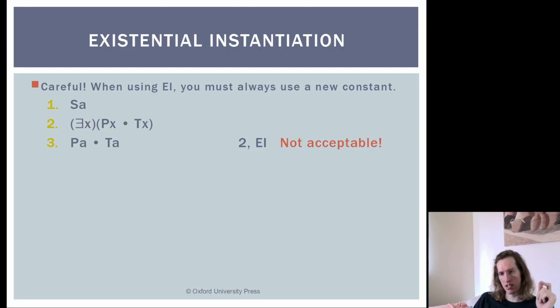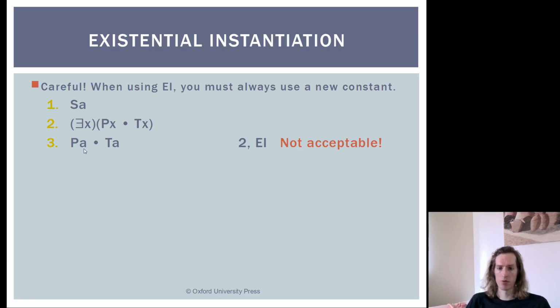If we know that there is something A that has property S, and on premise 2 we have there is at least one thing that has property Px and Tx, well, when we use existential instantiation, we have to change these variables out and make them constants.